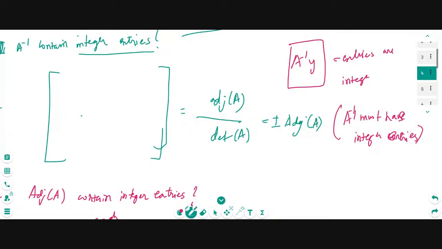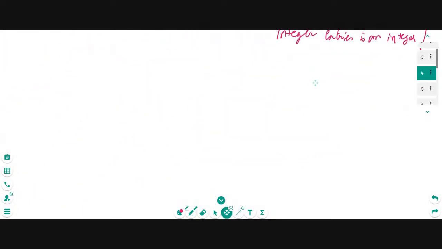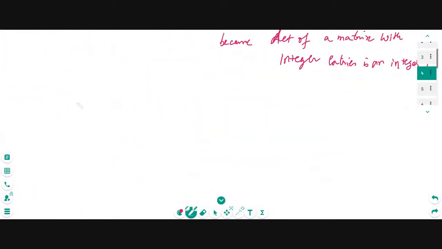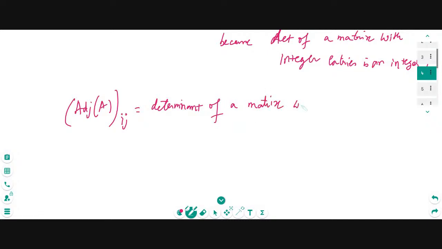Yeah, that's a very good question about how that person should write that the adjoint is an integer. Exactly. So you write that the ijth entry of adjoint of A is actually the determinant of a matrix with integer entries, since A has integer entries.